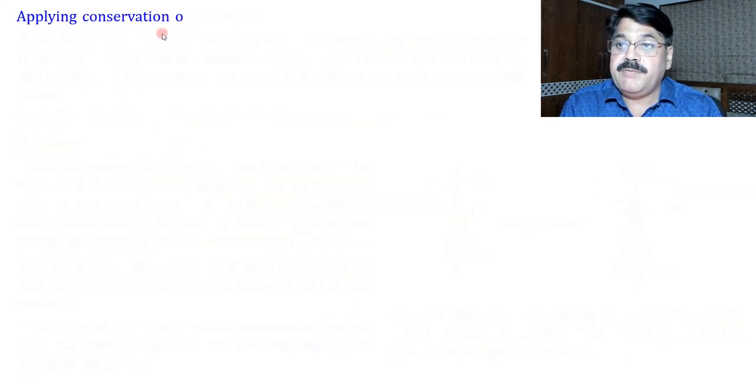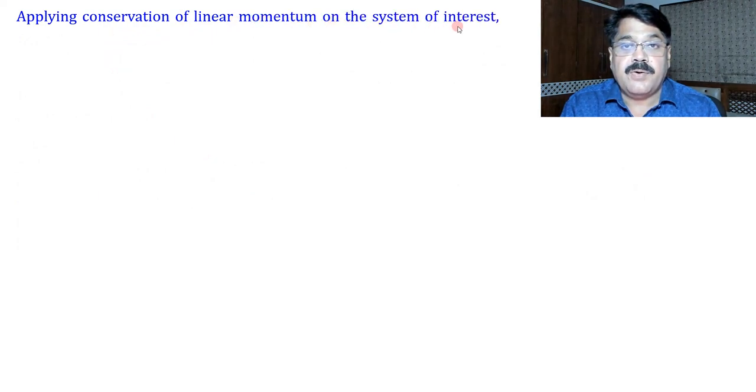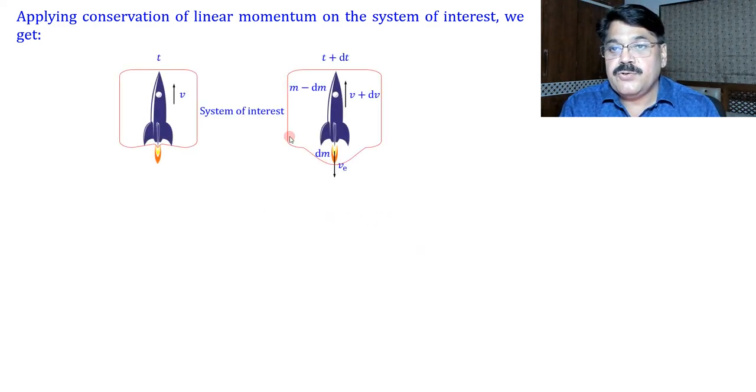Applying conservation of linear momentum on the system of interest, we get... what is the system of interest? At t, the rocket and fuel inside. At t plus delta t, the rocket and remaining fuel and the ejected gases in time delta t. So we have again redrawn the same diagram. Now say x and y.